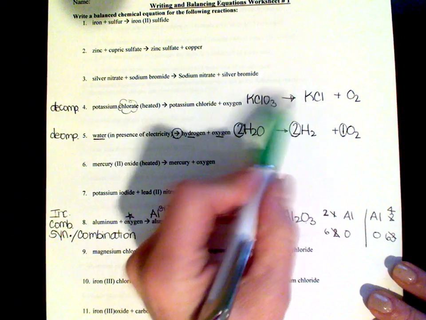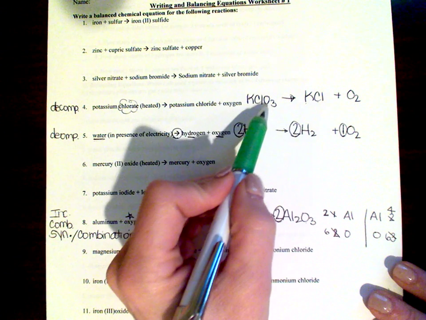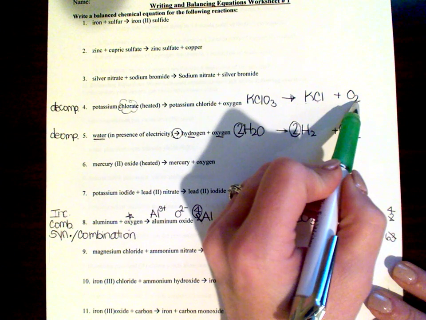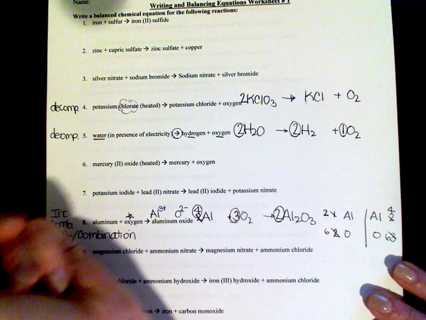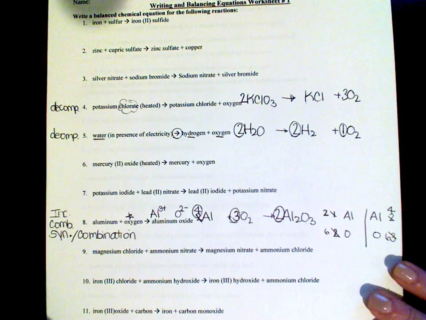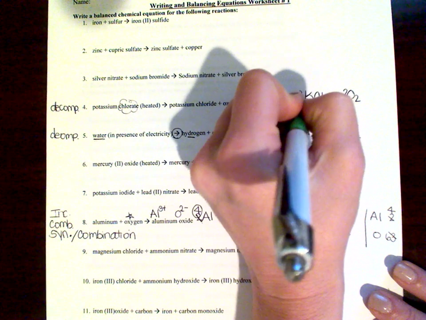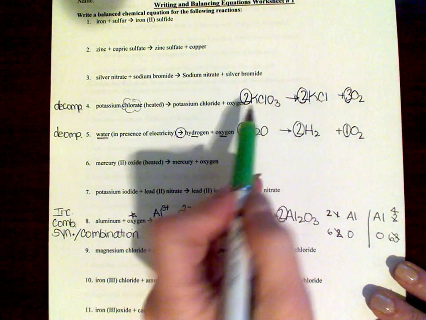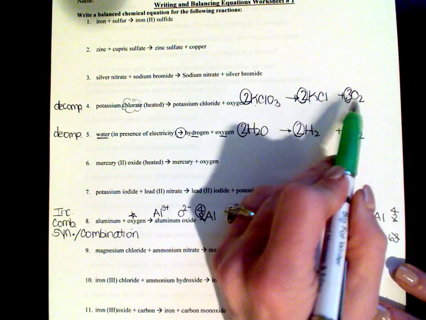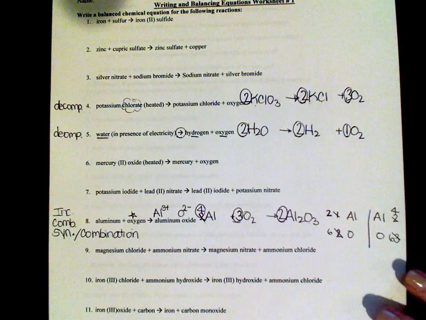Okay, 1 K, 1 K, 1 Cl, 1 Cl, 3 O's, 2 O's. So I need to make this 6. That's the number they have in common. I'll put a 2 here and a 3 here. Now that has made me 2 K's and 2 Cl's. So I can put a 2 here, 2 K's and 2 Cl's. Again, decomposition because a bigger compound is breaking up into smaller parts. All right, let's take a look at a double replacement reaction.